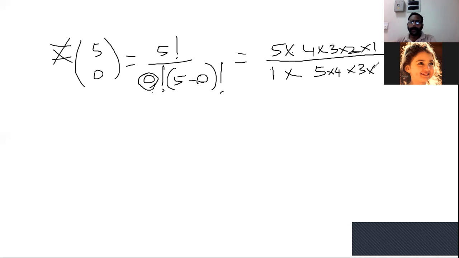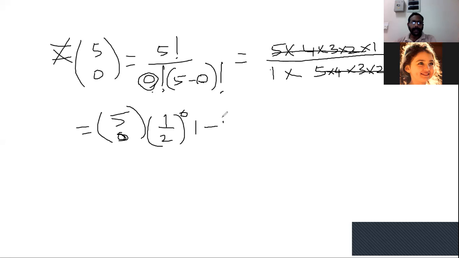Into 2 into 1. So actually this cancels off. So the answer is 1. So when you say for that formula, 5 factorial over 0 factorial into p, which is half to the power 0, into 1 minus p, which is 1 minus half to the power 5 minus 0. We look at the answer.